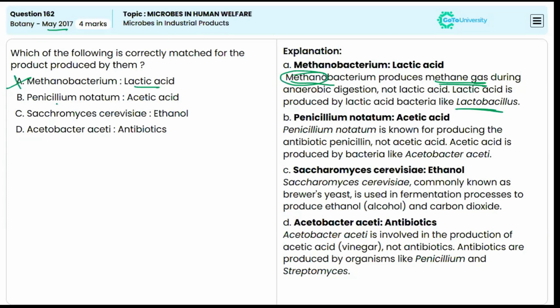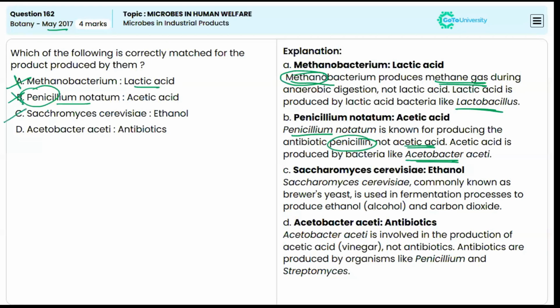B is Penicillium notatum. That is an antibiotic, and the antibiotic is penicillin, isn't it? So this is also incorrect. Penicillium notatum is known for producing the antibiotic penicillin, not acetic acid. Acetic acid is produced by the bacterium Acetobacter aceti. So option B is also incorrect.